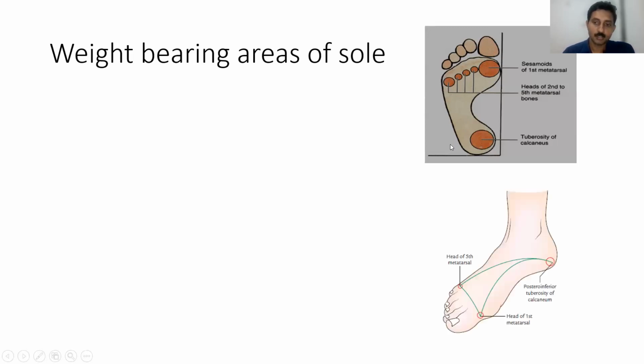Now, when we stand on the ground, our weight is transmitted like this. First it reaches the postero-inferior tuberosity of the calcaneum. From there, it is transferred to the head of the fifth metatarsal. It is also transmitted to the head of the first metatarsal. You can see it is transmitted in an arch-like fashion. So this is the arches of foot. What are the components of the arches of foot? You will see in the coming slides. So this is the weight transmission which happens like an arch. And also there is a transmission between the first metatarsal head and the fifth metatarsal head.